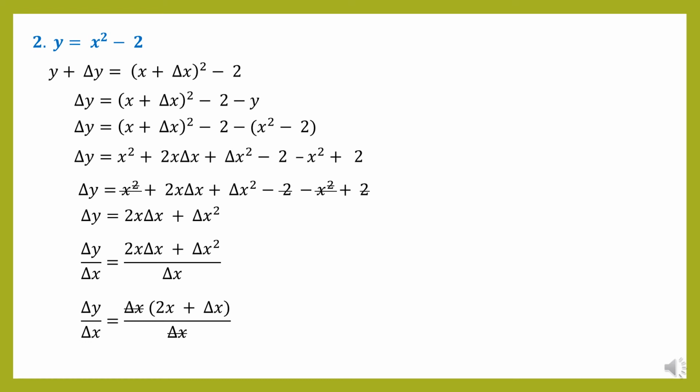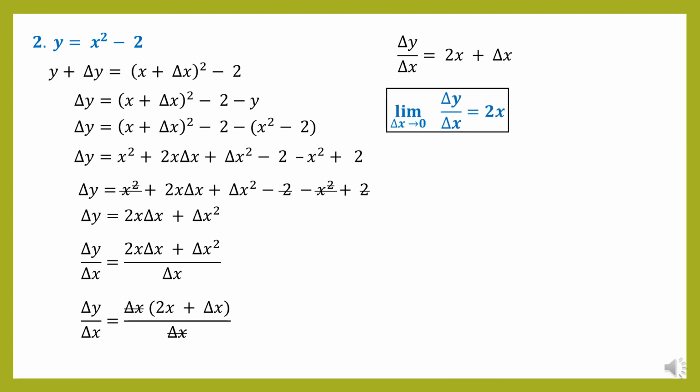So therefore, we have now the value of the increment of y divided by the increment of x, which is equal to 2x plus increment of x. And the last one, we're going to establish the limit as increment of x approaches 0, and that is what we call the derivative of the given function. So therefore, the limit as increment of x approaches 0 of increment of y all over increment of x is equal to 2x.